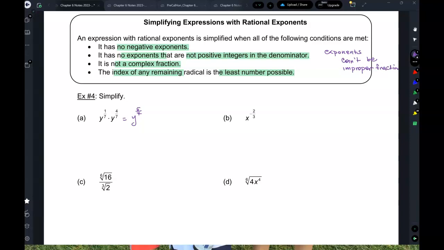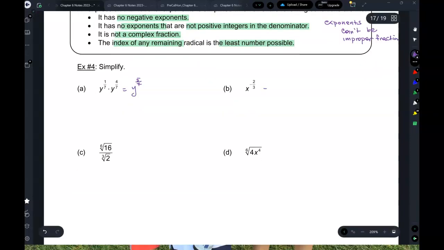Let's do the next one. What is the first problem we need to fix? The negative 1 over x to the power of 2 over 3. Now, what is the problem now? There is a fractional exponent in the denominator. Any exponent in the denominator can only be an integer. So how do I make this an integer? 2 over 3 is not cool. 3 over 3, that would be cool.